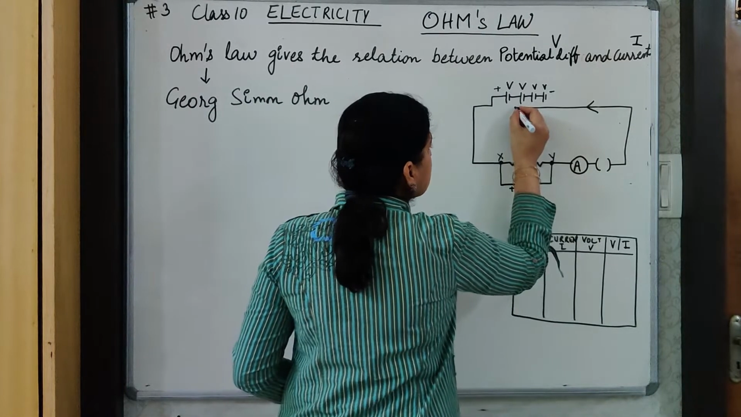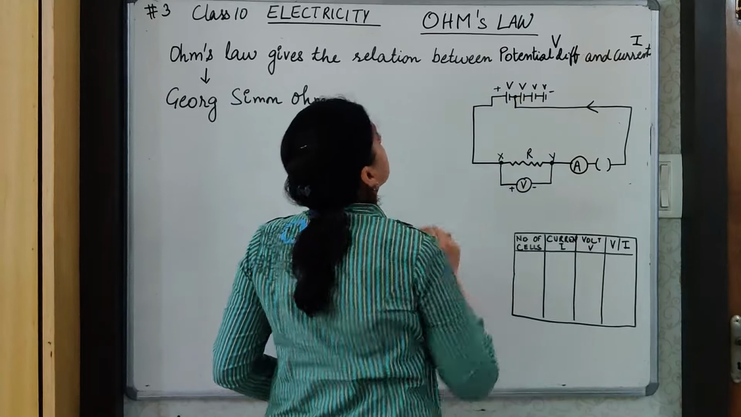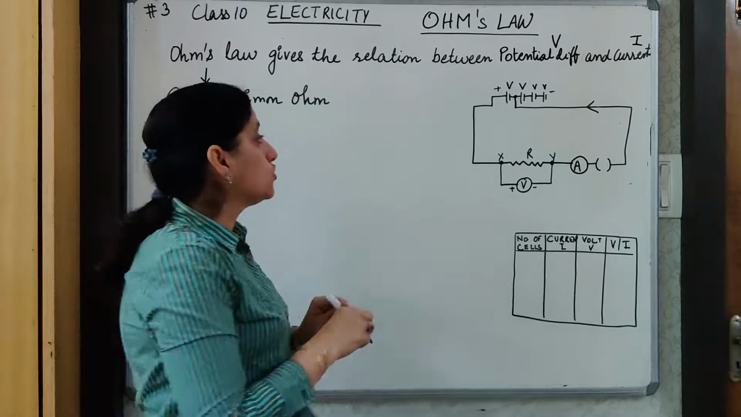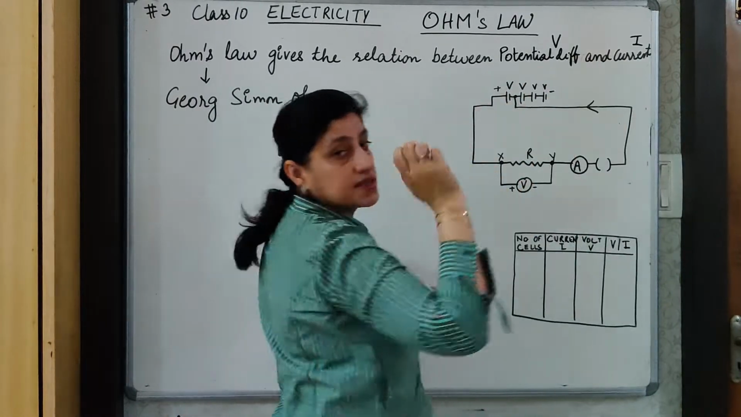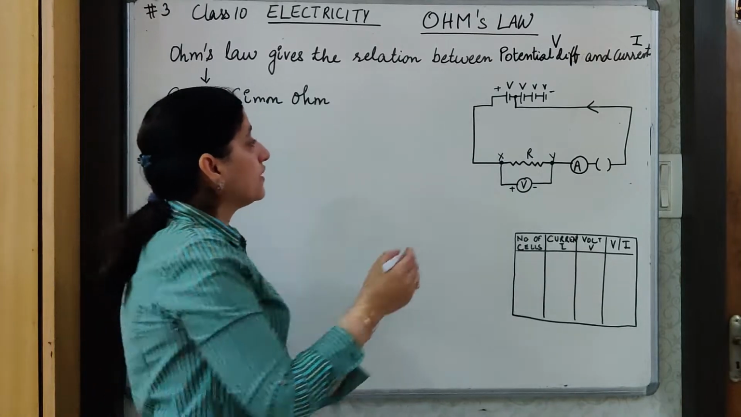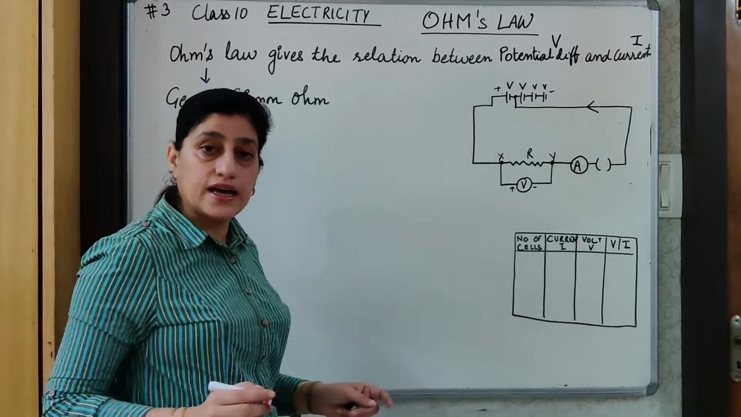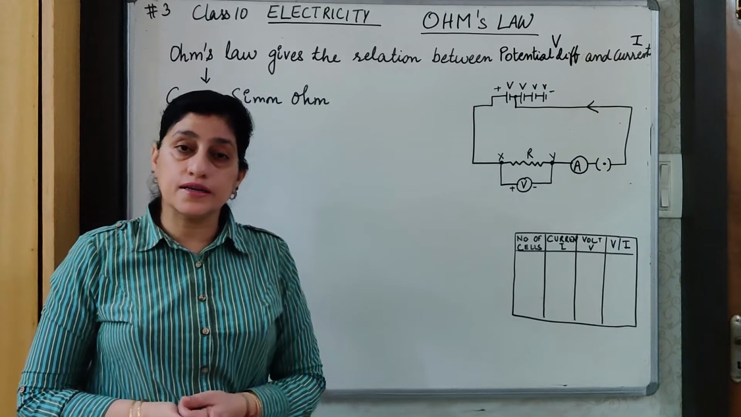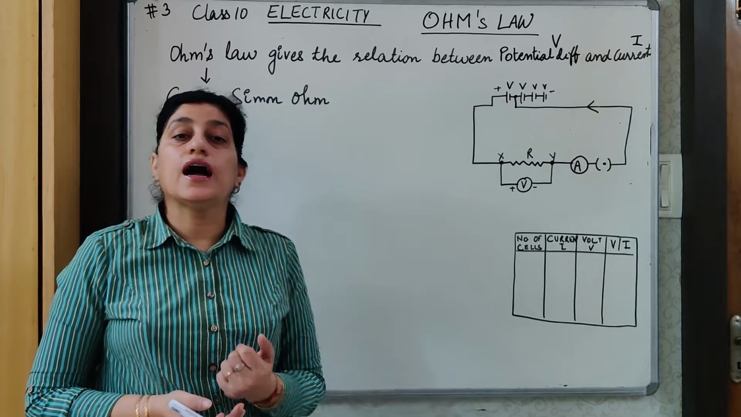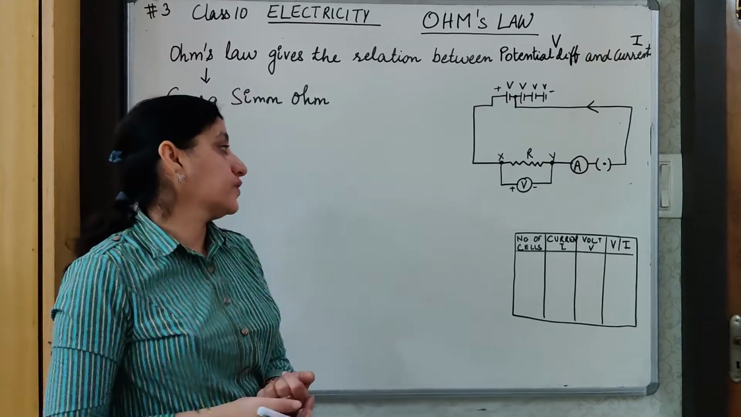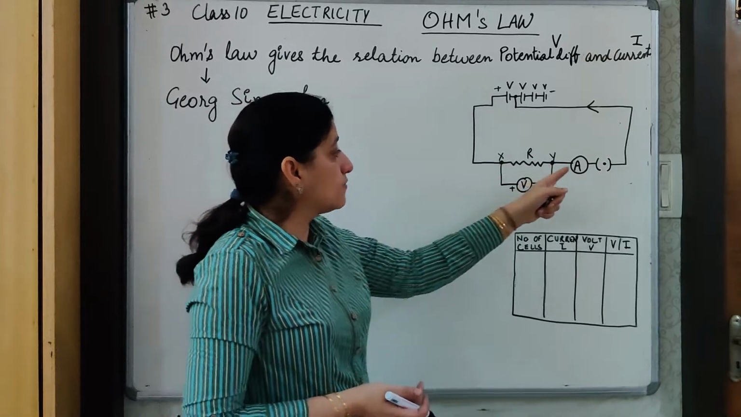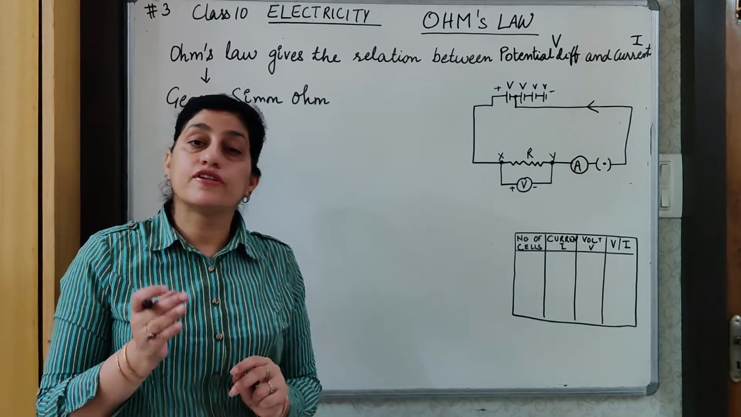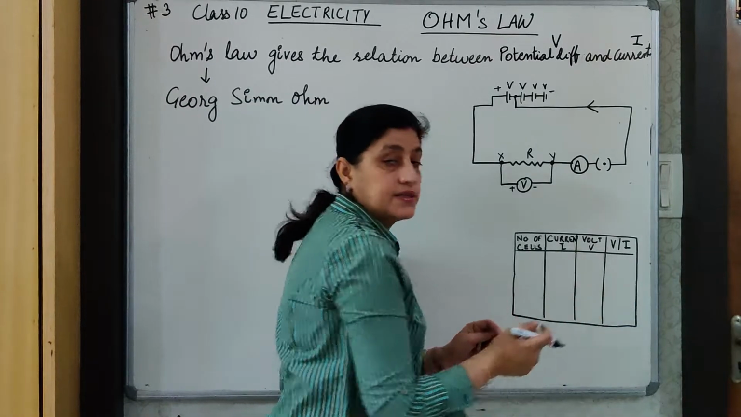Then we will connect the wire across this point, which means at this moment only one cell is connected to the circuit and these 3 cells are not connected. When we connect this, after that we are going to plug in the key. The moment we plug in the key, the circuit is completed and the current begins to flow. As the current flows, the ammeter and the voltmeter will give a certain reading. We will record this reading in the table provided here.